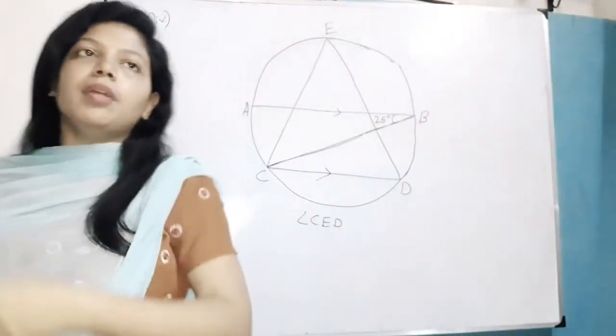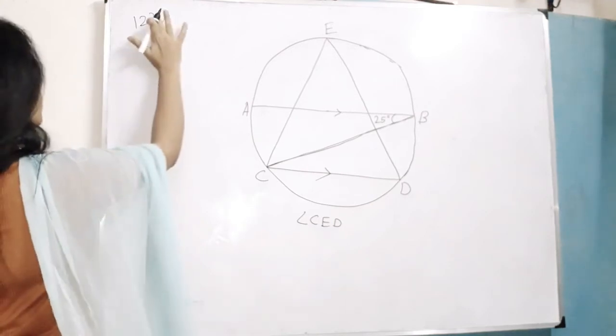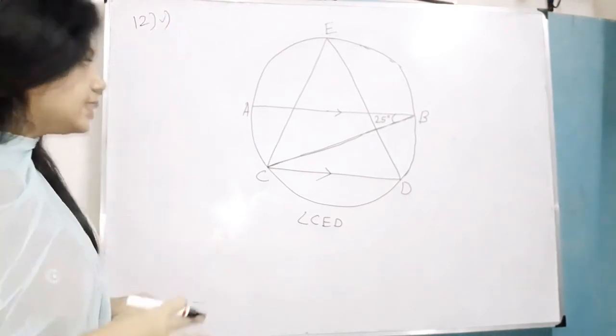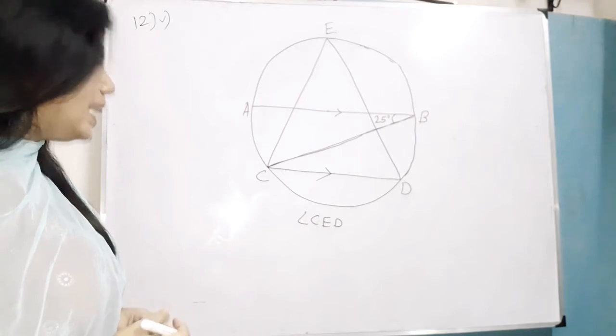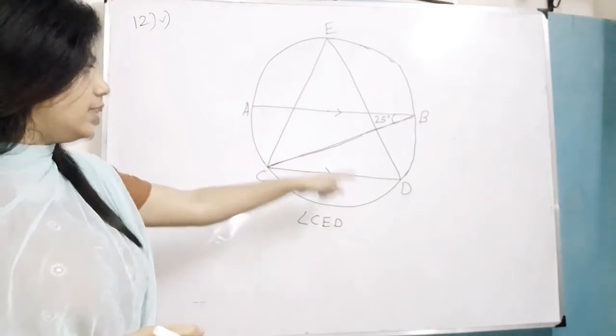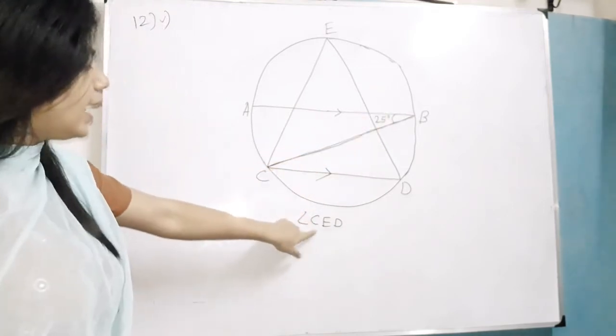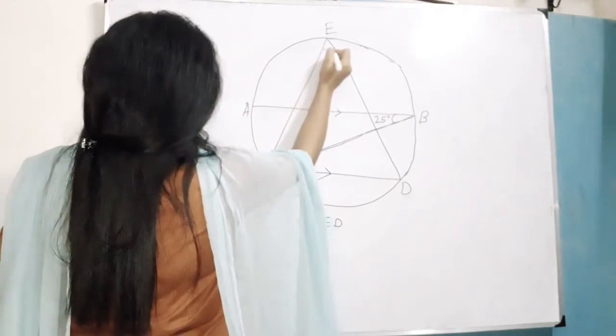Now this one is sum number 5, MCQ. Okay, so what is the sum here? A circle is given, angle ABC equals 25 degrees and AB is parallel to CD. These two are parallel. This one is given. We have to find angle CED, meaning this one.